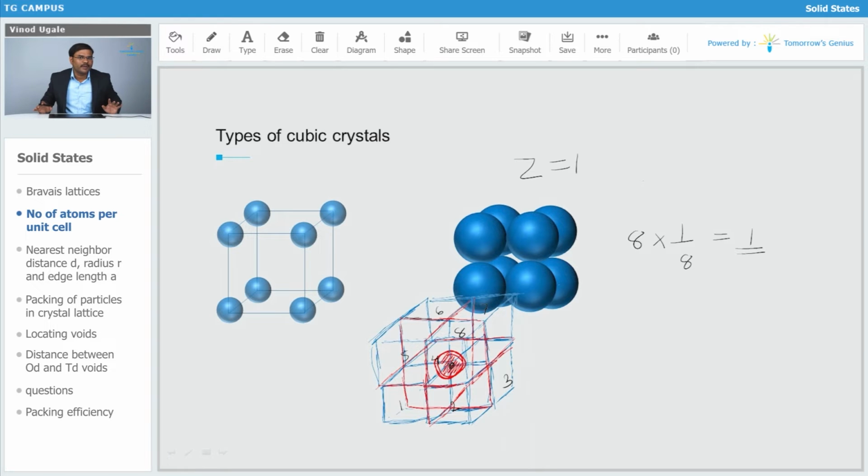In real it is going to be like this, that all particles are compact, touching each other. Now you can see that every corner particle is touching each other. This is touching this one, this is touching this one, every particle is touching one another, and that's how we are going to get the simple cubic unit cell.